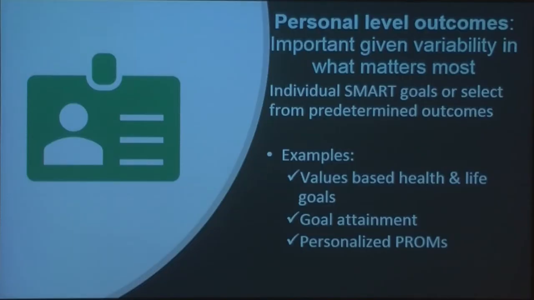But there is emerging work, certainly in the US, and I suspect, hopefully, you have examples as well, of identifying patient-level outcomes that can be used in clinical trials. An example of them, one is a value-based approach to health and life goals, SMART goals, as we call them: specific, measurable, actionable, reliable, and time-bound goals. And I'll show you a little bit about that because that's the approach we're using.